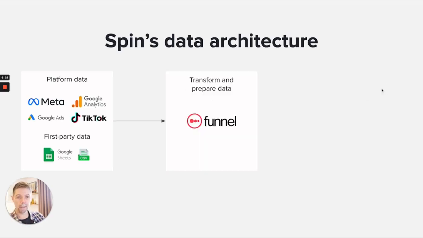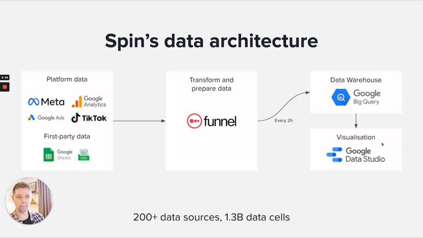We transform and prepare the data. I'll talk about that in a minute. Oftentimes for us, that means just simply cleaning the data. We inherit a lot of badly made ad accounts, and we need to make sense of that data that's supplied to us. Every 2 hours, that goes into the data warehouse, which is BigQuery, and then from there, we visualize it in Data Studio. We've got about 200 data sources being fed through the system and over 1 billion data cells that are being stored in BigQuery over here. And it's still as fast as the day we first set it up.